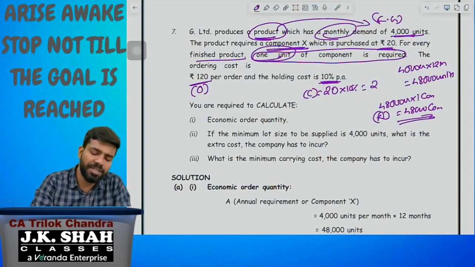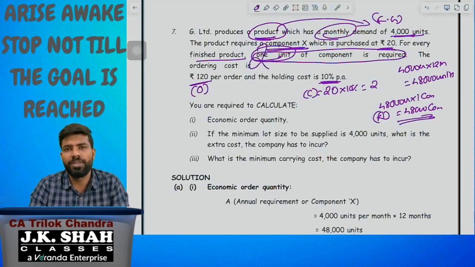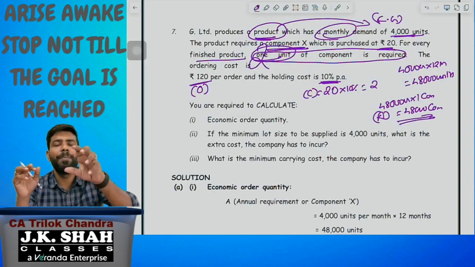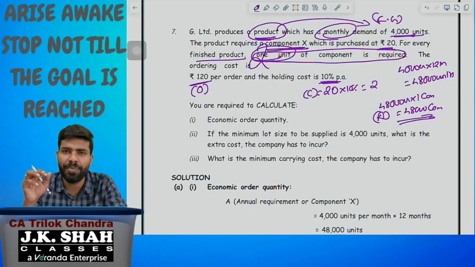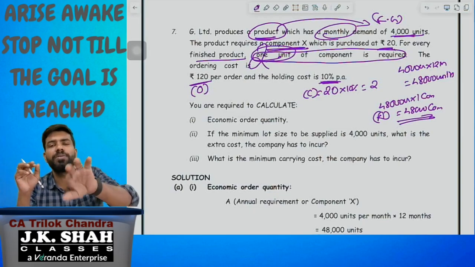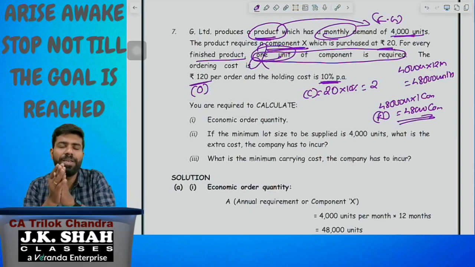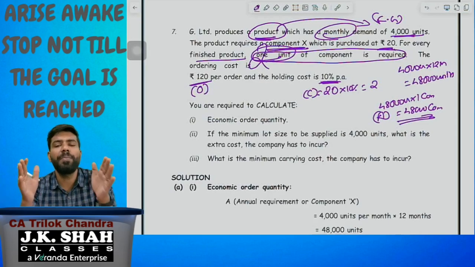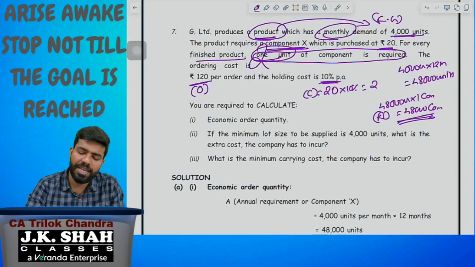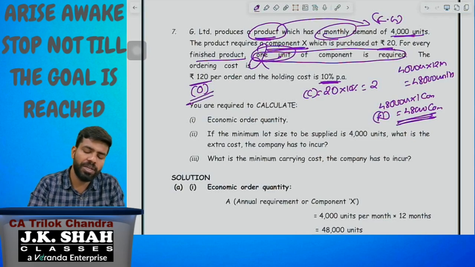Tomorrow in the examination, they may state 2 units here. Then 48,000 into 2 has to be taken. So please be clear. They'll try to confuse you by giving annual information as monthly information and by giving finished goods in place of raw material. Please be careful. EOQ is about raw material. Fix it in the mind. So in this question, A is 48,000, O is 120, C is 2. Accordingly, we'll calculate the EOQ.